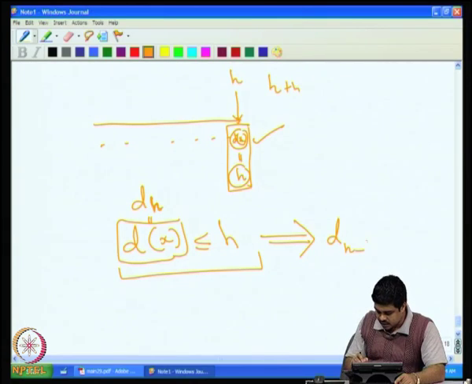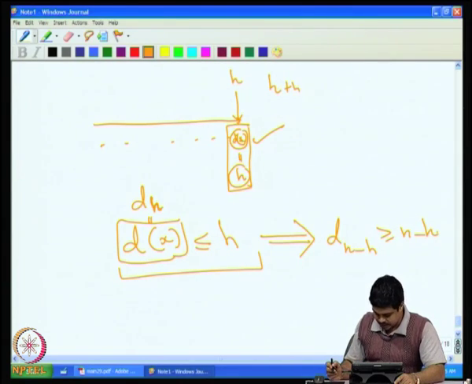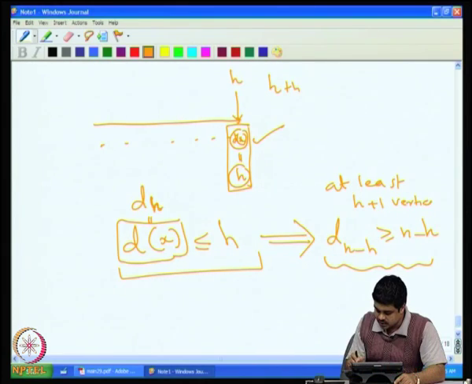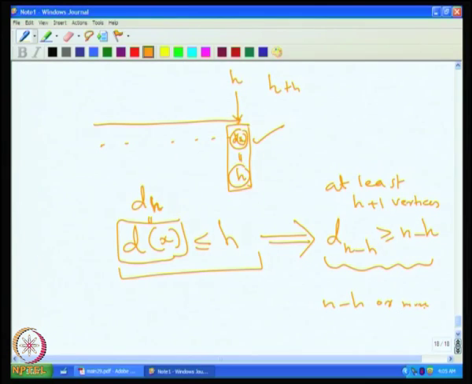Then it means that d of n minus h should be greater than or equal to n minus h. So, which means that there are at least h plus 1 vertices with degree n minus h or more, right. Which are those vertices? This essentially corresponds to d_{n-1} down to d_{n-h}; these h plus 1 of them are there.